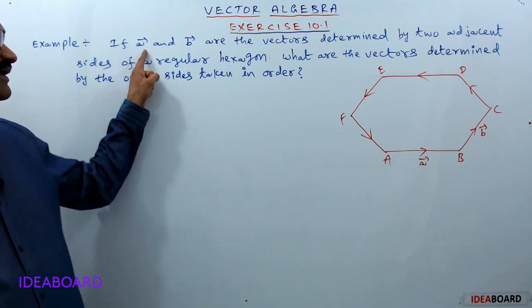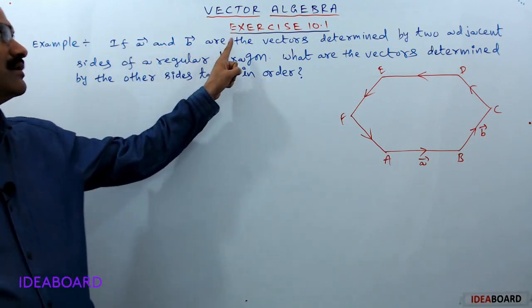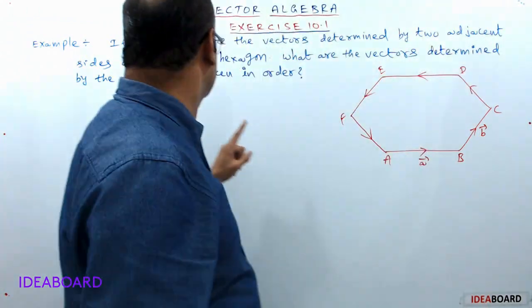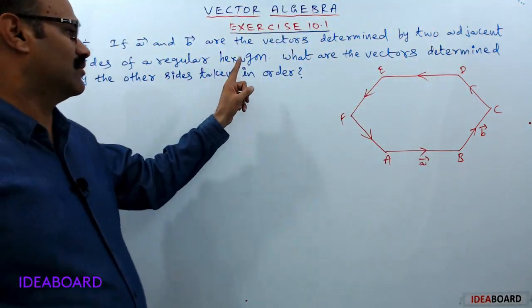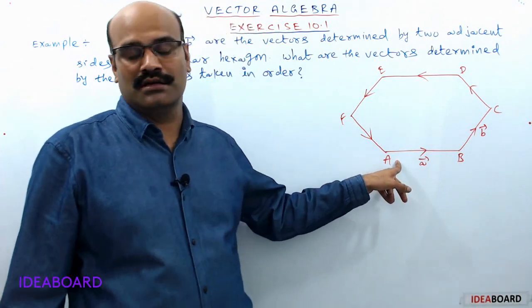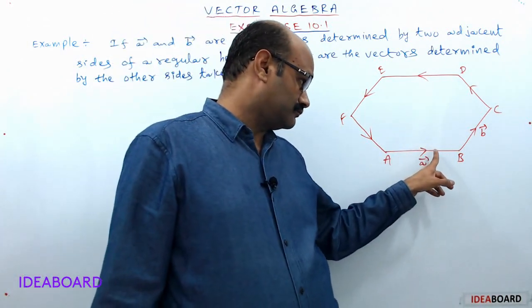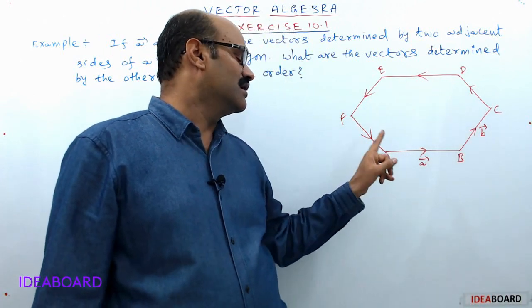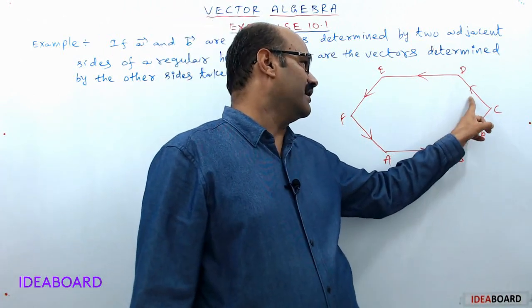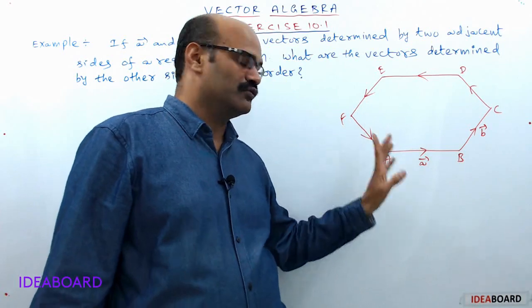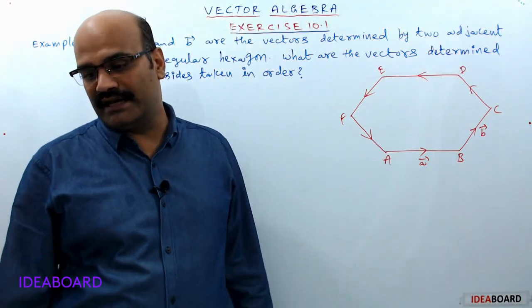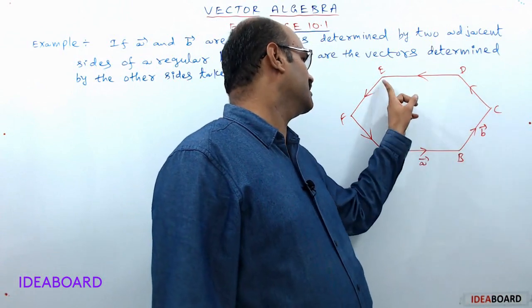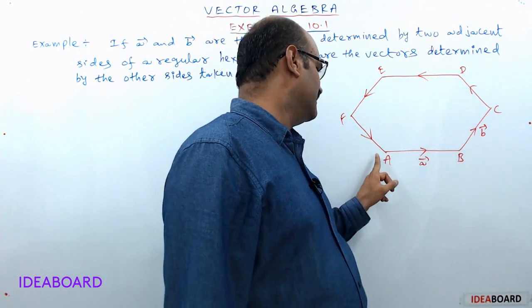Example: if vector A and vector B are the vectors determined by two adjacent sides of a regular hexagon. Regular hexagon means there will be six sides: 1, 2, 3, 4, 5, 6. All the six sides have equal magnitude, equal length. Here clearly AB equals BC equals CD equals DE equals EF equals FA.